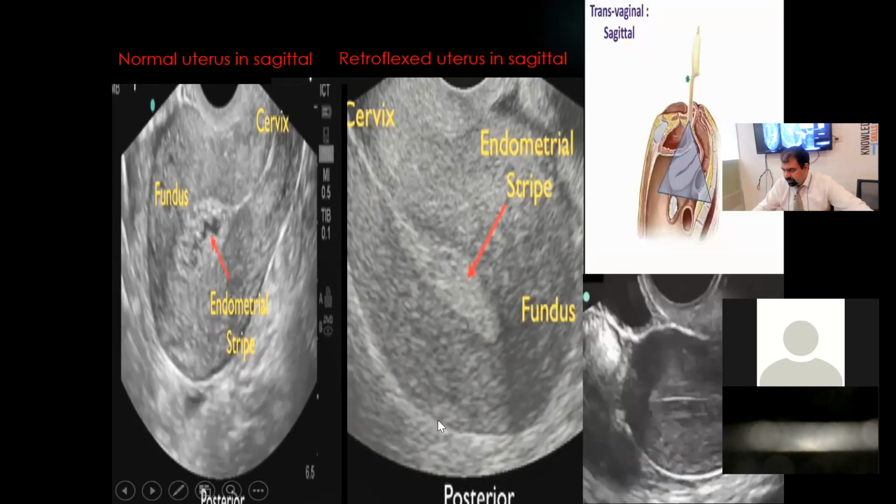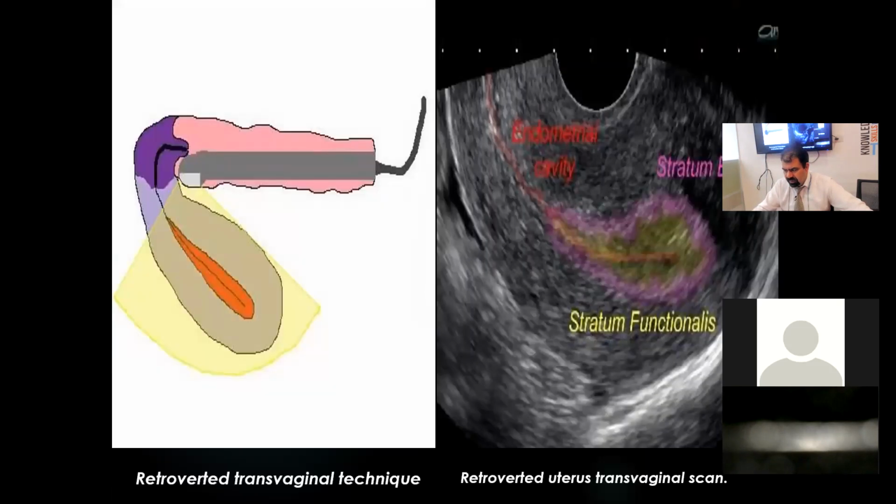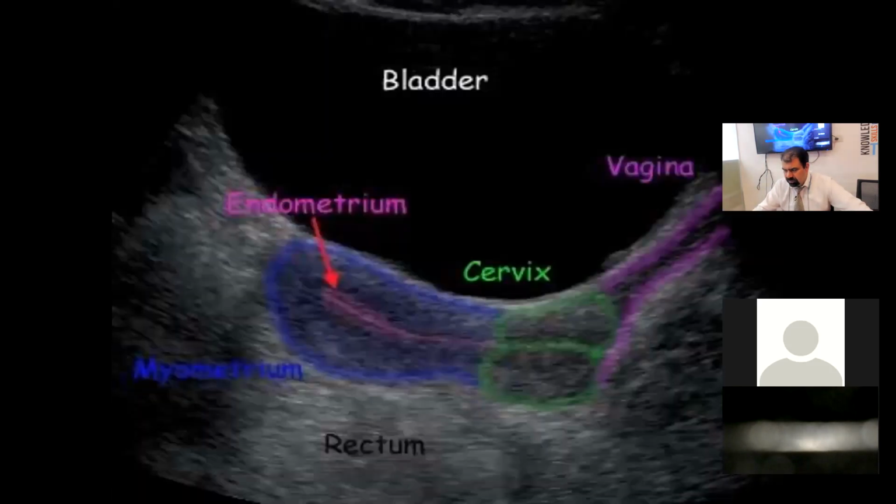Point number two. Now see here, this is a transabdominal probe, the bladder, and this fundus. This fundus will be dropped towards the rectum in the case of a retroverted uterus, and that way the bladder and the fundus will be on opposite sides when I am scanning on TVS.